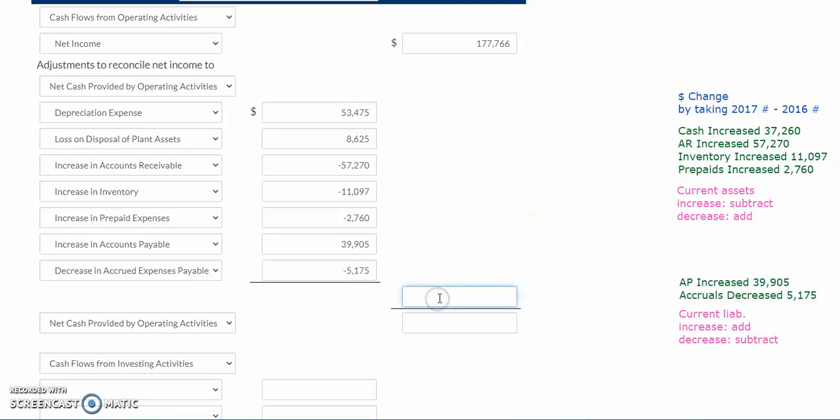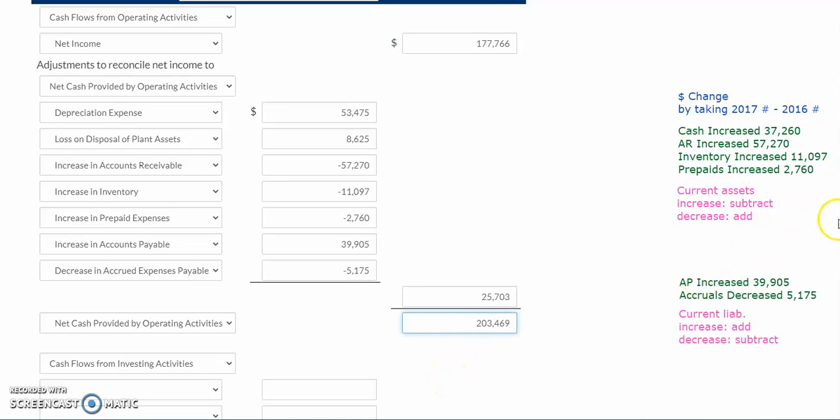the number that we have from these reconciling items is $25,703. And then the net cash provided by operating activities will take the net income and add these reconciling items, and we have a positive cash flow of $203,469 provided by our operating activities.